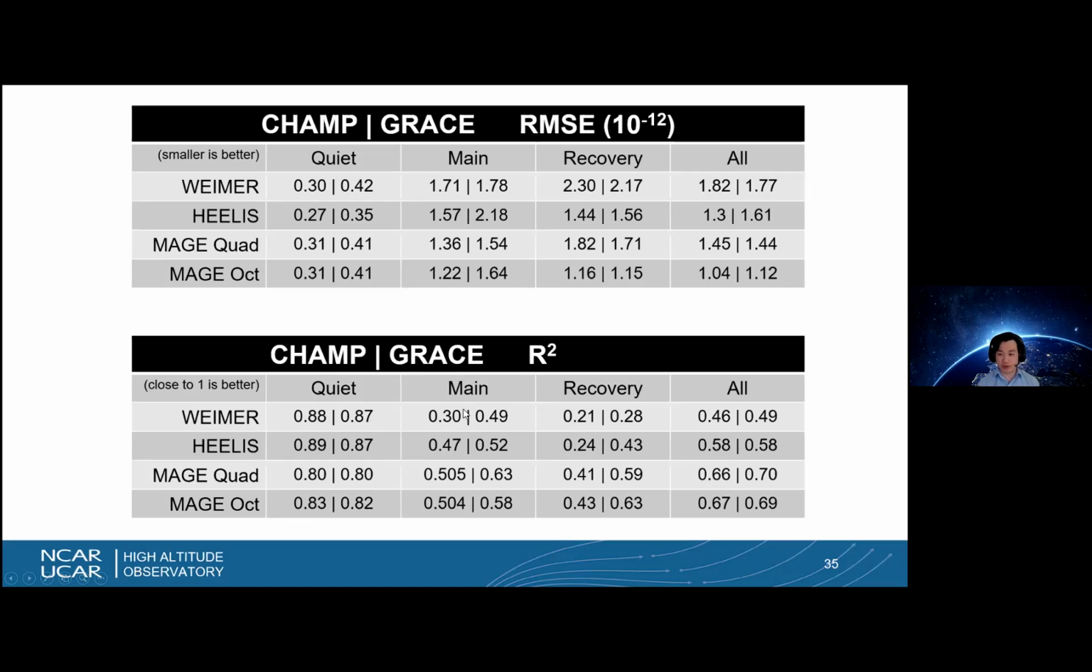In terms of the main phase, we got 0.3 for Weimar, which is pretty bad. And then Helix gets 0.5. Helix is doing a pretty good job. I mean, it's doing a really good job. That's really close to what the Mage model is doing. So you have Mage quad here at 0.5 and 0.6 for Champ and Grace. And then you have Octres, it's about the same, maybe a little bit worse for the main phase. And then recovery phase is still about the same.